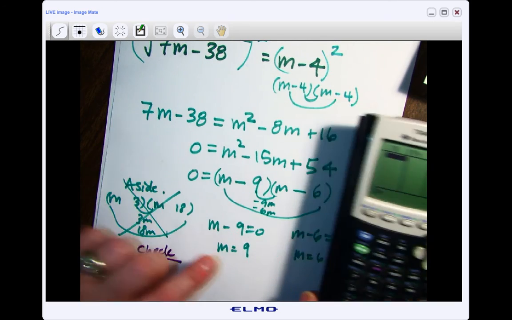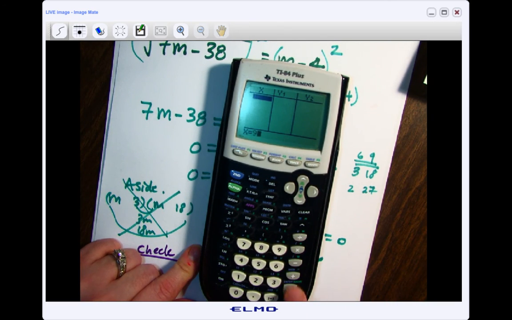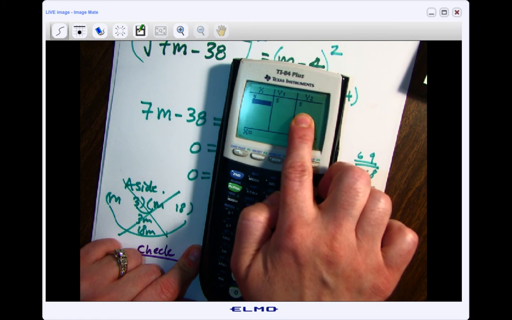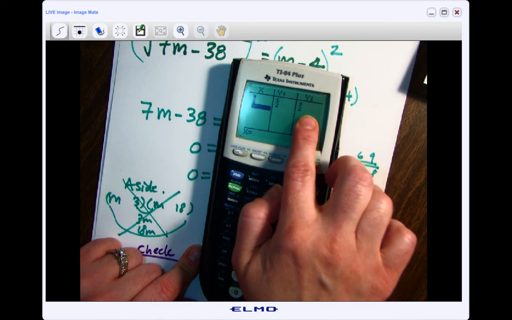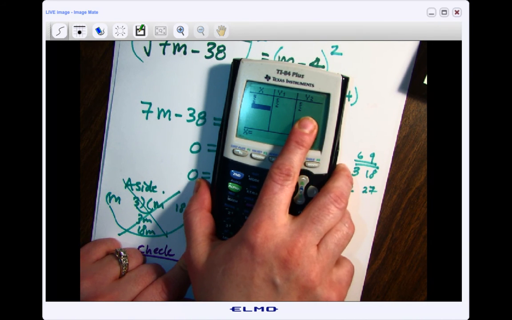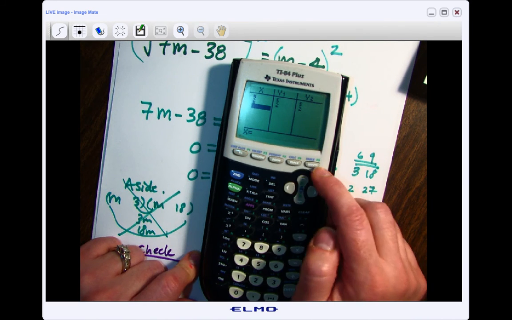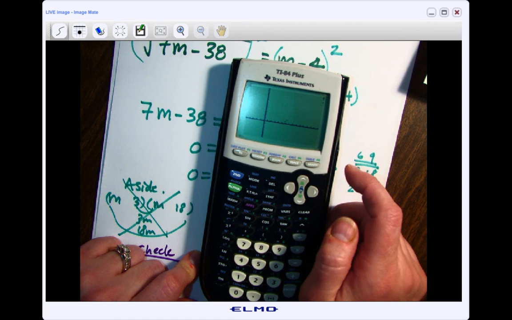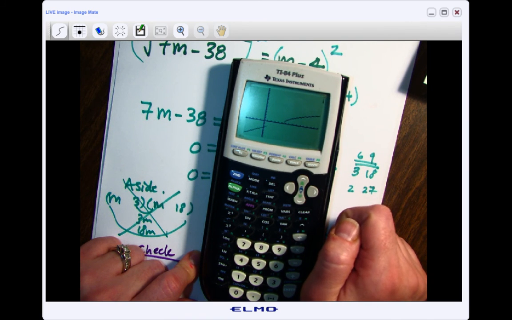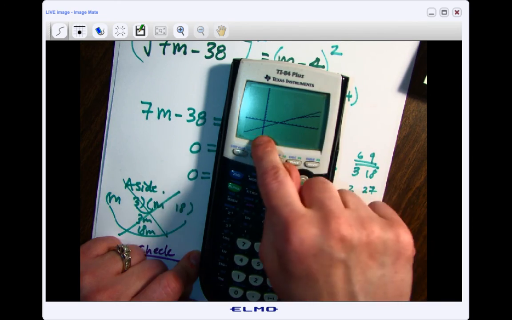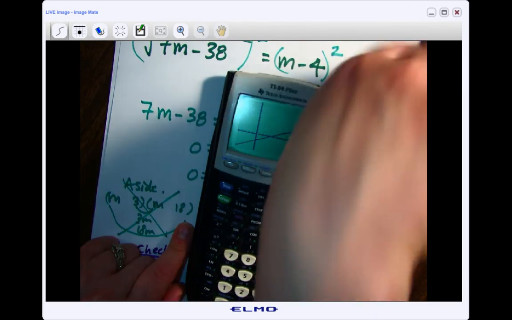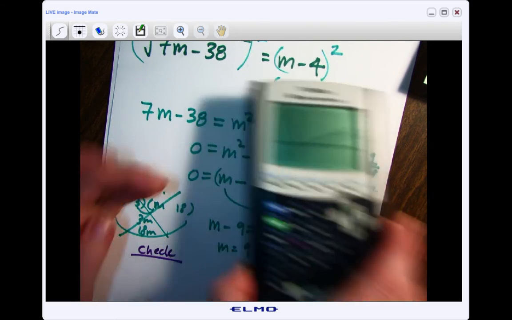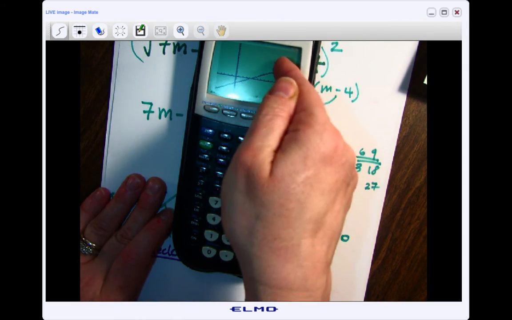So let's try our 2 numbers. I'm going to try a 9. And they both came out to be a 5, which means 9 is a solution. Let's try 6. And they both come out to be a 2, which means they are a solution. And if you were to look at their graphs, let's see if we can get the graph here. You can see that this line is going to intersect that square root function, and it intersects it twice. It intersects it at 9 and 6.